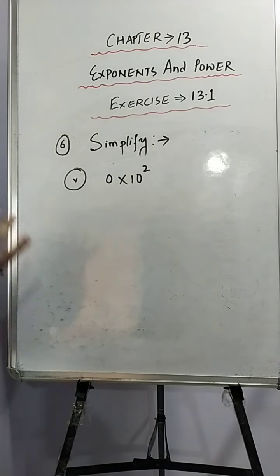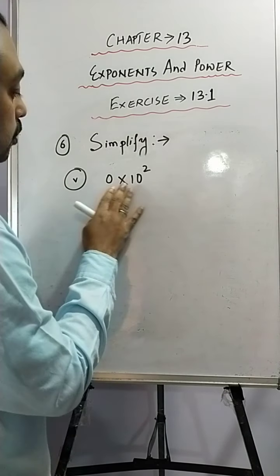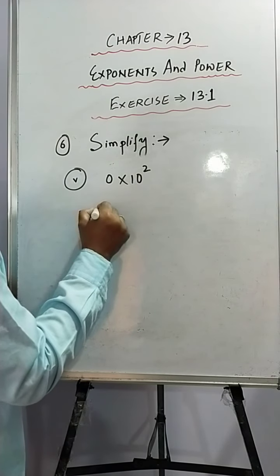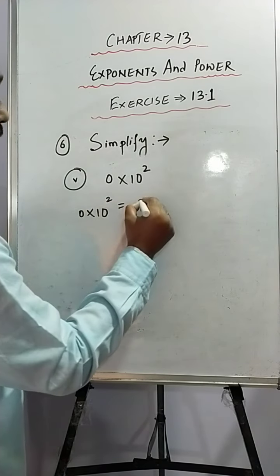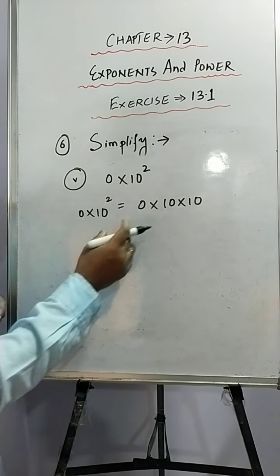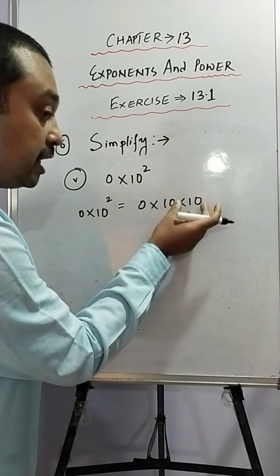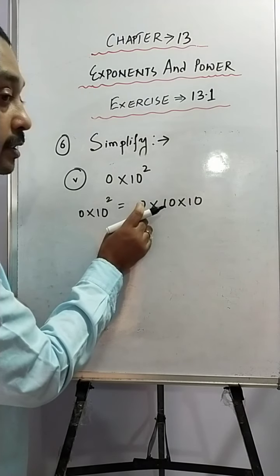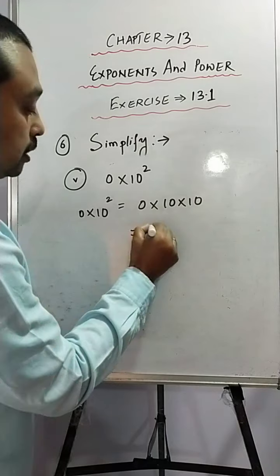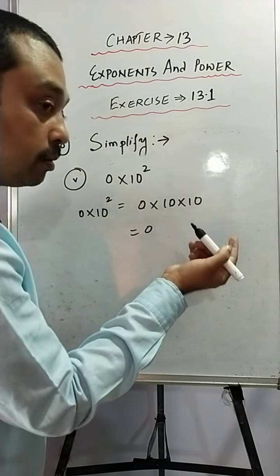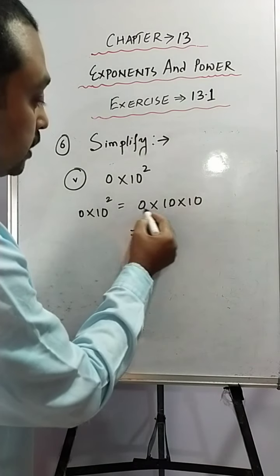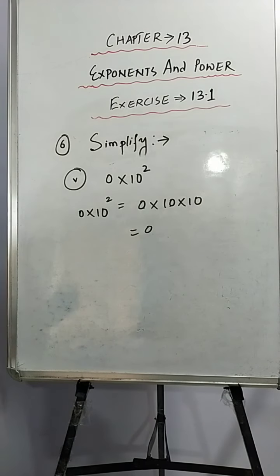Now 5 is very easy. Now 0 into 10 to the power 2. Fine. So if you want to expand this, that is 0 into 10 into 10. When any number is multiplied by 0, the product is always 0. Okay, because 0 into 10 is 0. Again 0 into 10 is what? 0. So anything multiplied by 0 is always 0.